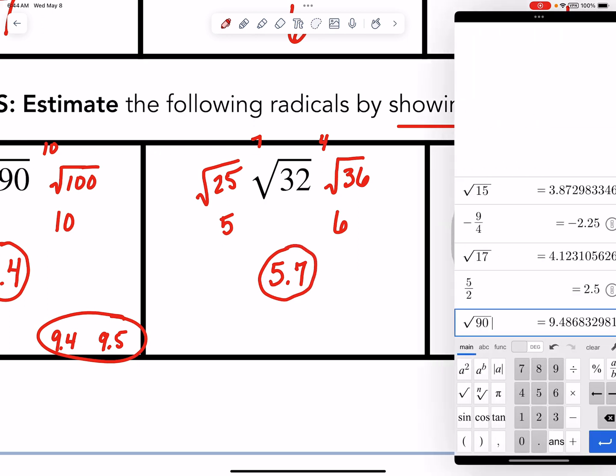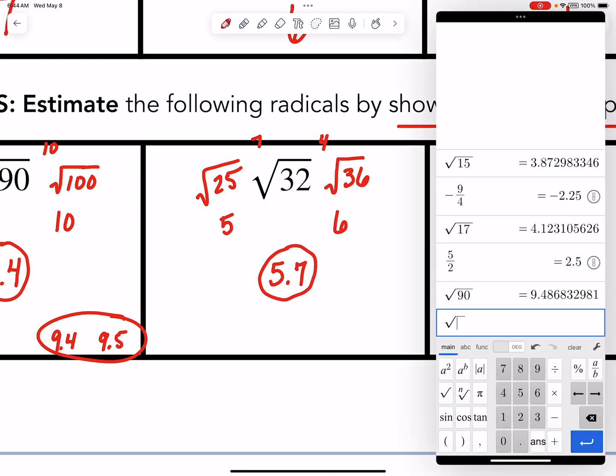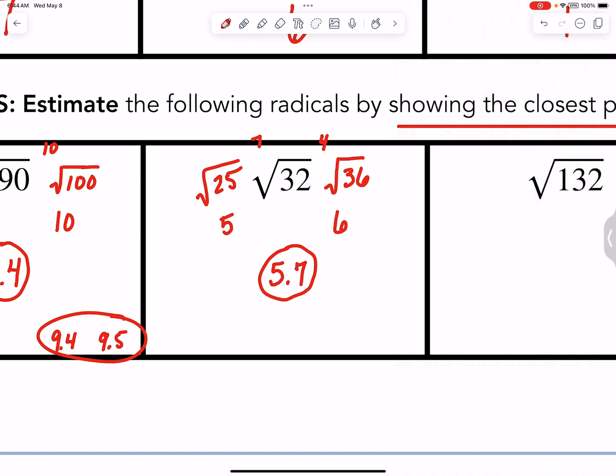Okay, but I would, of course, always check. Square root of 32 is 5.65, which would actually round to 5.7. So I think 5.6 or 5.7 would work fine on this one.